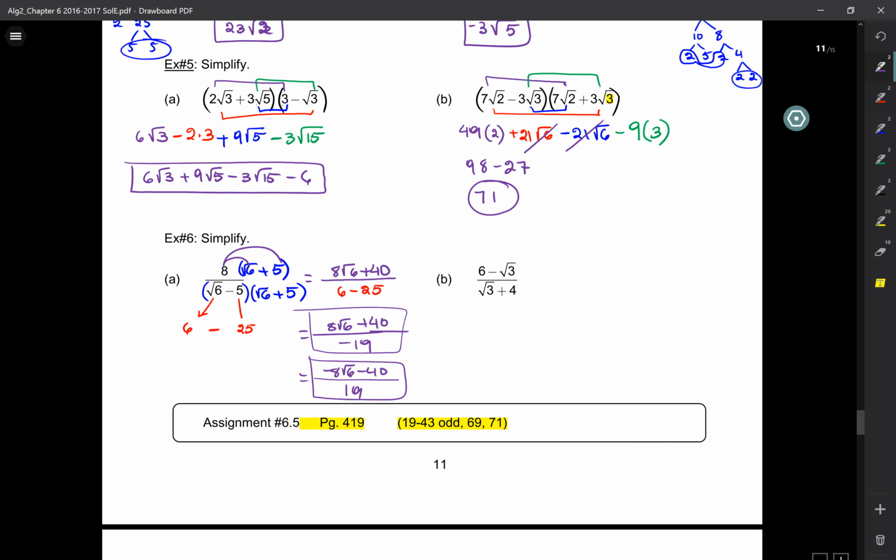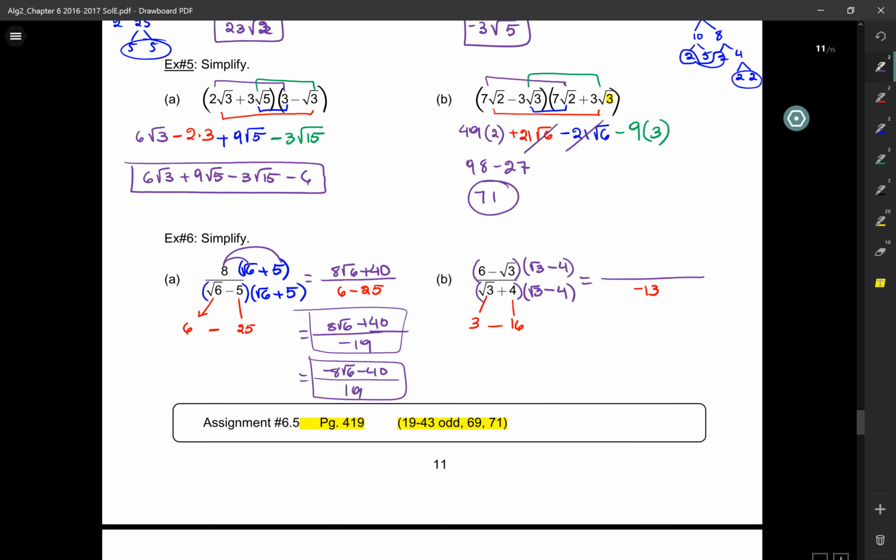All right, this next one, we again multiply by root 3 minus 4, root 3 minus 4. All right, in the denominator, root 3 plus 4, root 3 minus 4, I square the root 3 and I get a 3. I square the 4 and I get a 16, and I have to have a minus in the middle, always. So that gives me 3 minus 16, negative 13.